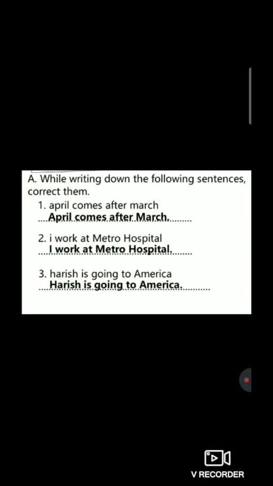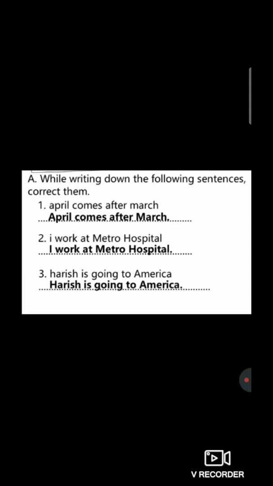Now students, the second sentence. I work at Metro Hospital. Students, in the answer, the very first letter I should be written in a capital letter. So here the answer: I work at Metro Hospital. At the end of the sentence, we have to give a full stop.